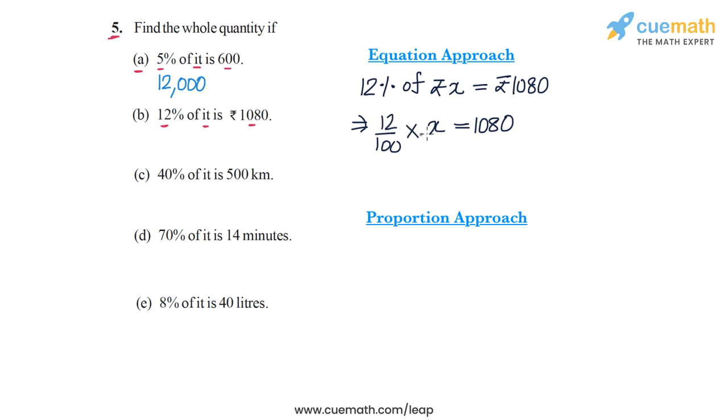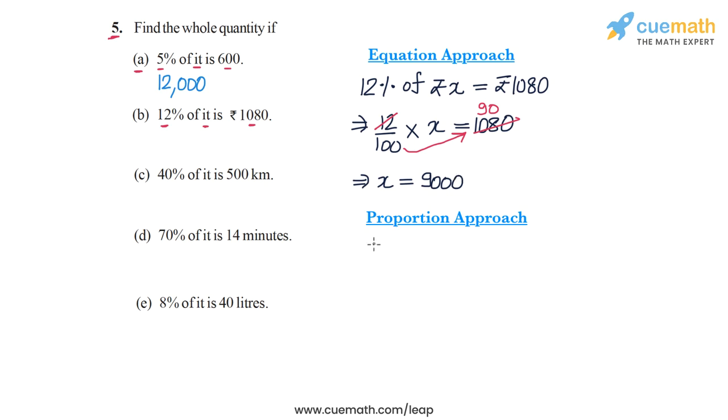So if we divide both sides by 12, this 12 cancels out, and 1080 by 12 will be 90. And then we can take this 100 to the right side and multiply it with 90. So that will give us x equal to 9,000. Okay, so the whole quantity is rupees 9,000. Let's do this using the proportion approach also.